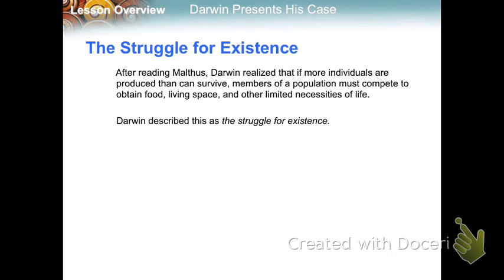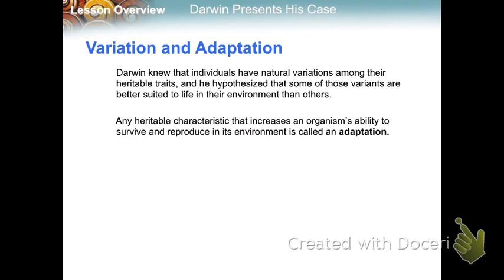This is called the struggle for existence. That's what Darwin called it. Darwin knew that there were different individuals that had different traits. There's variation among species, and what he hypothesized is that some of those variants were better adapted to their environment than others. These are called adaptations. Anything that increases an organism's ability to survive and reproduce is called an adaptation.